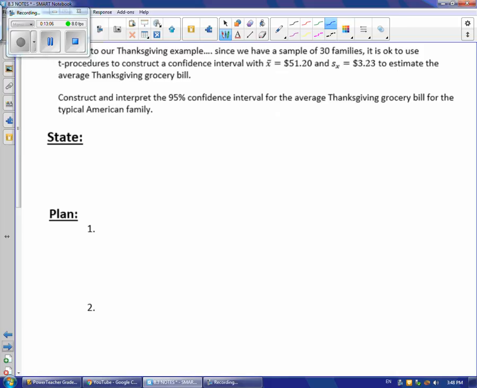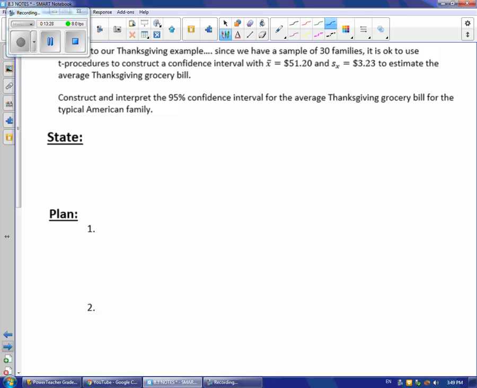So let's try a practice problem. Think back to our Thanksgiving example. We had a sample of 30 families. Since it's 30, we are okay to use T procedures and construct a confidence interval with our sample mean of $51.20 and standard deviation of $3.23 to estimate the actual average Thanksgiving grocery bill.